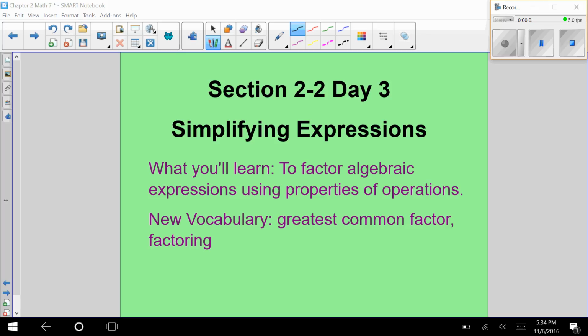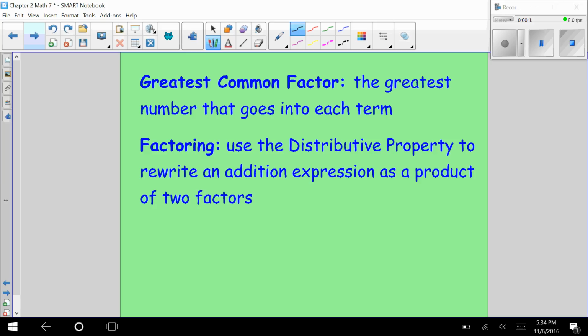This is section 2.2, day 3 of simplifying expressions. Today you're going to learn how to factor algebraic expressions using properties of operation. Let's start with our vocabulary.